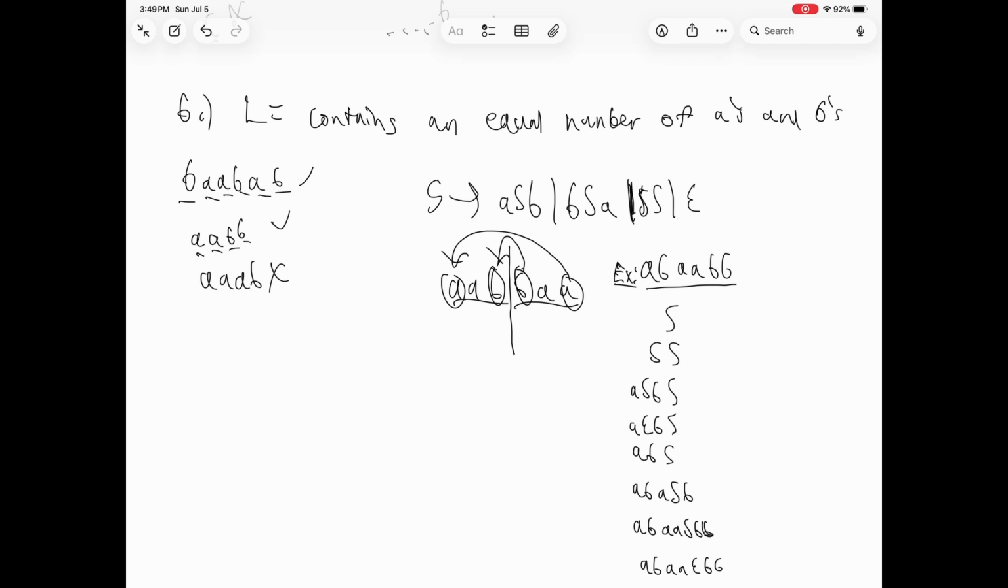Pretty confident here though that we got the language for a CFG that contains an equal number of A's and B's.